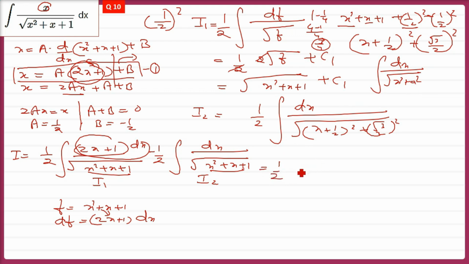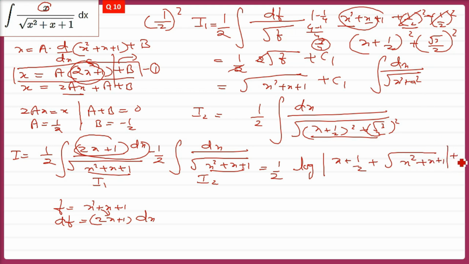Half log, what is x? X plus half. So you can just write x plus half here inside the modulus, plus under root whatever is there. From where this x plus half whole square plus root 3 by 2 whole square has come? It has come eventually from x square plus x plus 1 only. You write x square plus x plus 1 and finish the modulus sign. C1 plus C2, so just call C2. This is I2.